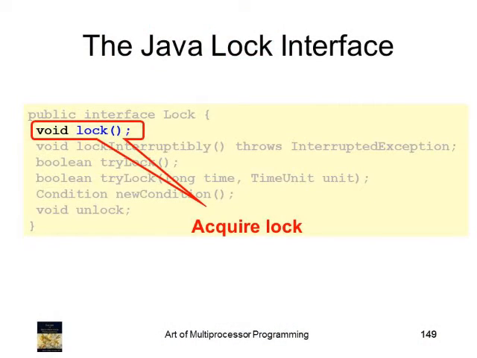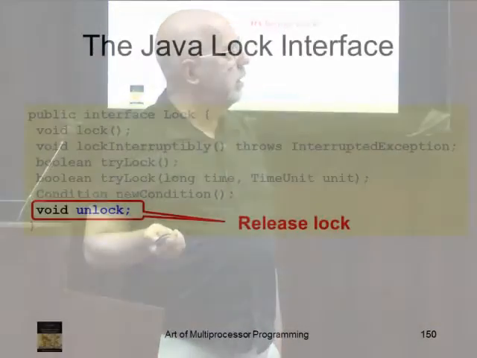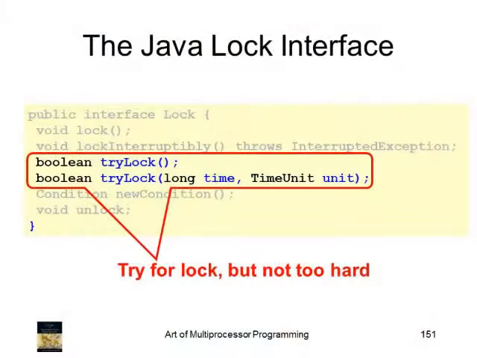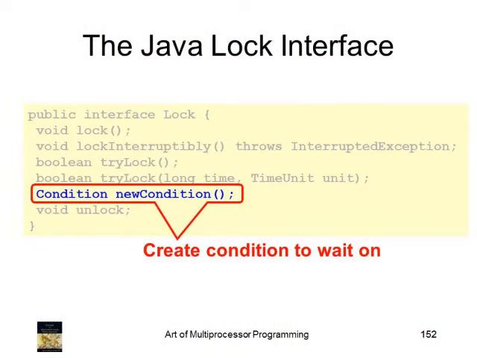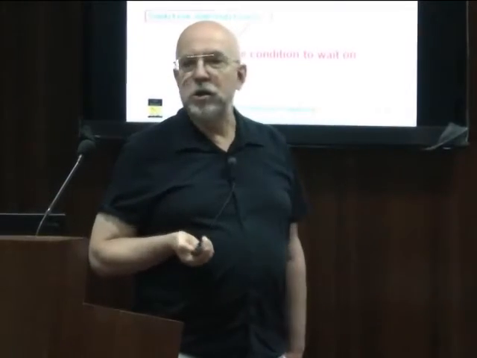Typically, this is all rolled up in locks. So you can acquire a lock, you can release a lock, or you can wait on a condition associated with the lock. In Java, there's a call to create a lock, and a call to release a lock. There are calls that say, get me the lock, but don't try too hard. If I can't get the lock immediately, then return false. If I can't get the lock within a certain amount of time, return false. And the one that we care about now is that we want to create a condition to wait on.